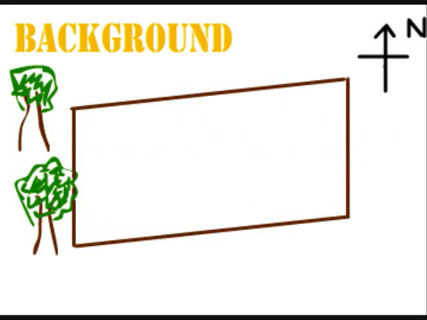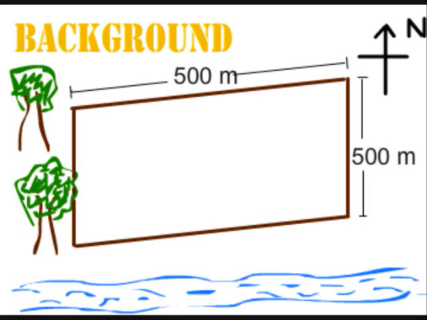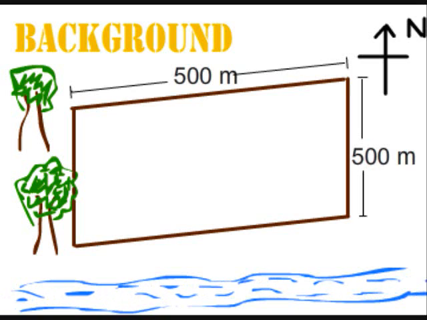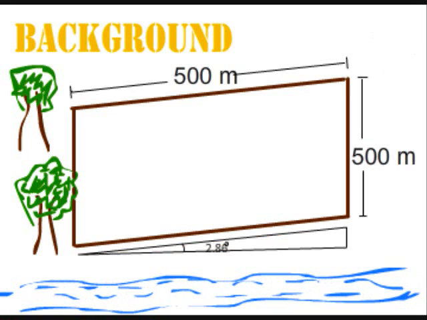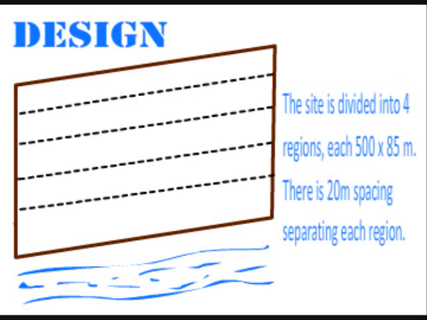This is our experimental farmland with the dimensions of 500 meters times 500 meters. On the south edge of this farmland, there is a small stream running from east to west. Besides, the farmland is inclined as shown. As the stream may make the soil nearby more fertile and result in bigger watermelons, the experimental site is kept 100 meters away from the stream in order to minimize the effect of it.